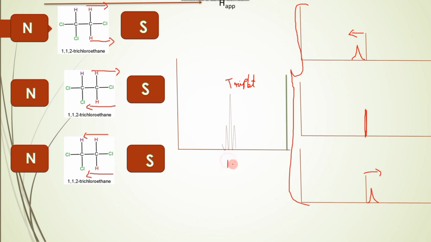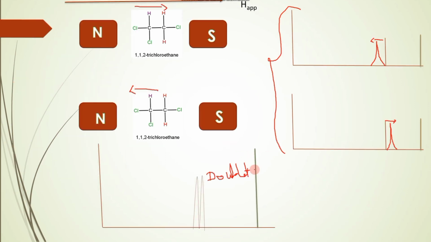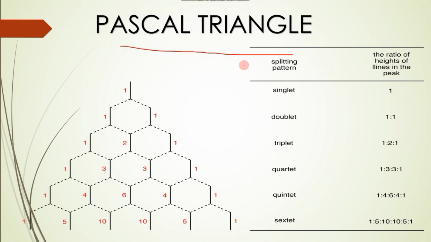In this triplet, the intensity ratio will be 1:2:1, and for this doublet it is 1:1. This intensity ratio we got through Pascal's triangle. So this is that one. This is for singlet, this is for doublet, this is for triplet, this is for quadruplet, and so on.